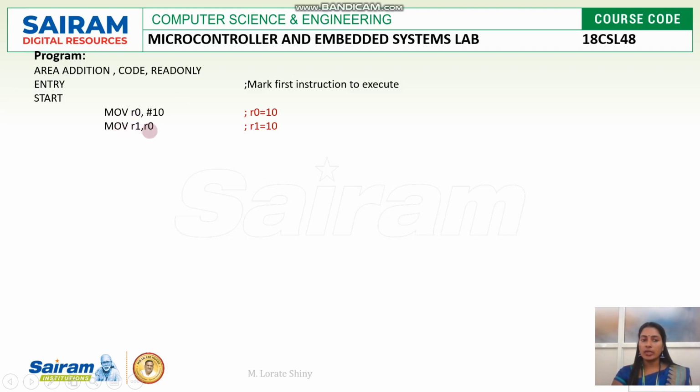Next, MOV R1, R0. So the same 10 value, that is nothing but R0, we are moving to the R1 register. Okay. Now we are starting the loop. ADD SUB R1, R1, #1. Okay. So here I told you R1 is the count register, so I am decrementing it. R1 is equal to 9.